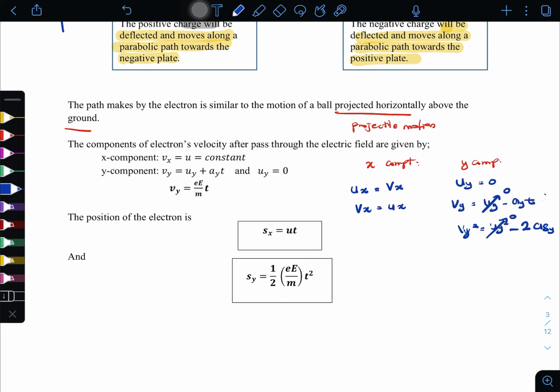Okay, so you can calculate Vy, but Sy and Sx, so Sx is equals to uxt plus half axt square, but in x is constant velocity, so acceleration kosong. So Sx is always equals to uxt, but Sy equals to uyt minus 1 over 2 ayt square, so uy is equals to 0. So negative half ayt square. Alright.